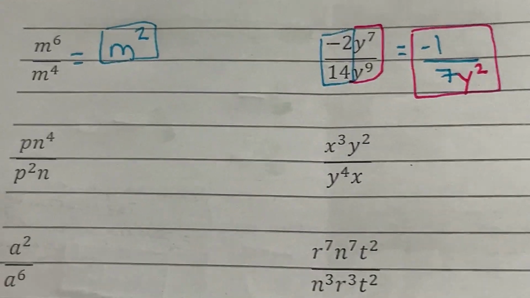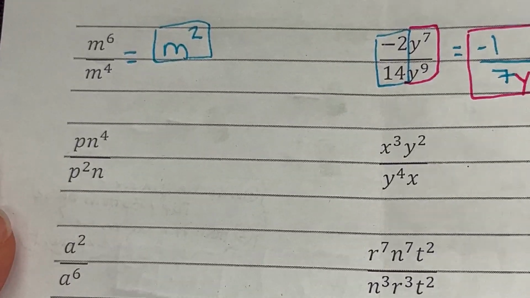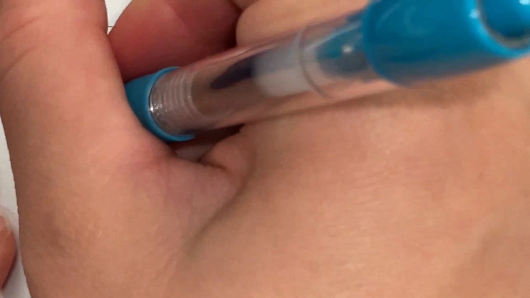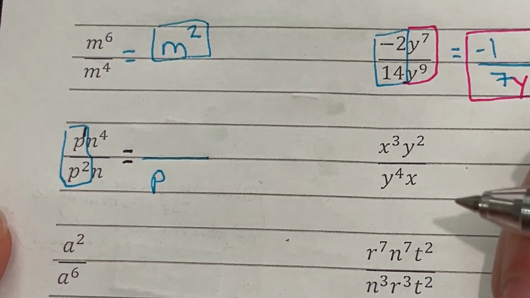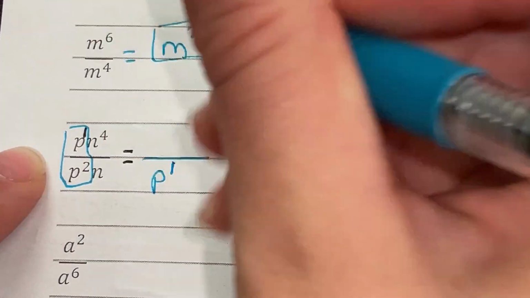You know what? I'll do one more with you. Let's look at this. So we got p's. Let's start with our p's here. Now this p up top has technically a 1 with it. So who's got more, top or bottom? The bottom has more, and it has 1 more.